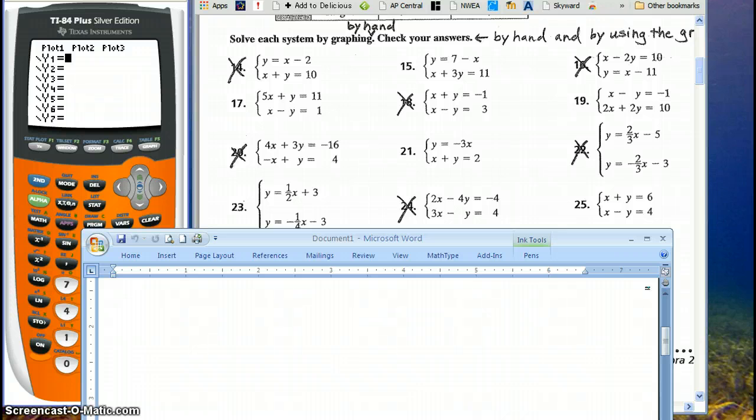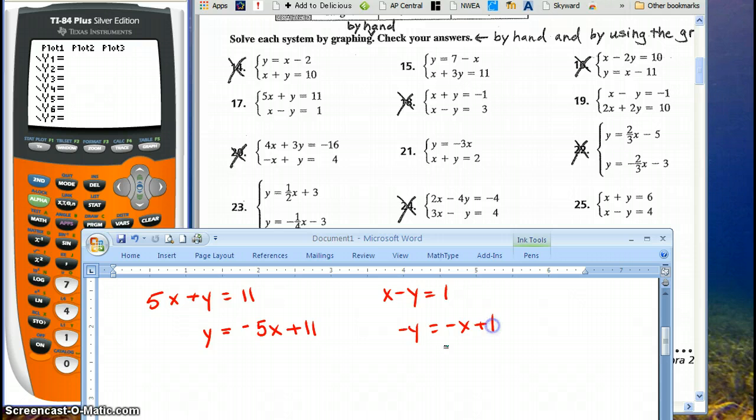In problem number 17, I'm first going to have to get y by itself. So if I have 5x plus y equals 11, all I have to do is subtract 5x from both sides, and I get y equals negative 5x plus 11. In the second equation of number 17, I am going to do the same thing. Subtract x from both sides, so I get negative x plus 1, and then I have to get a positive y, so I divide by a negative 1, which gets me a positive x and a negative 1. So if I'm graphing by hand, then I just plot those points on my graph and find out where the two equations intersect.